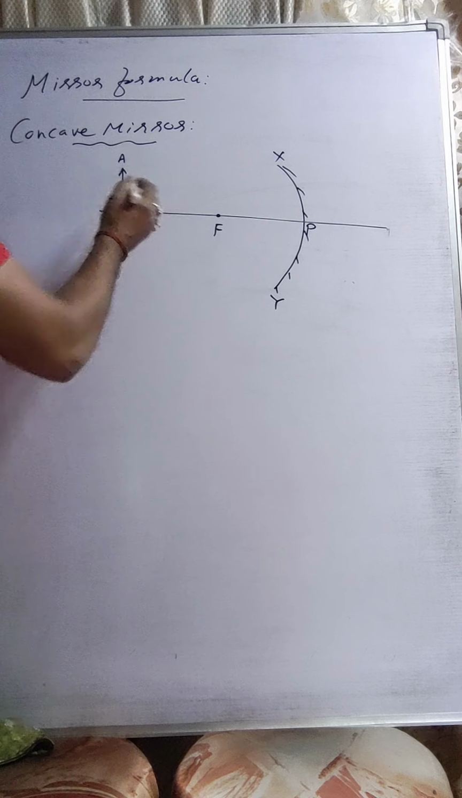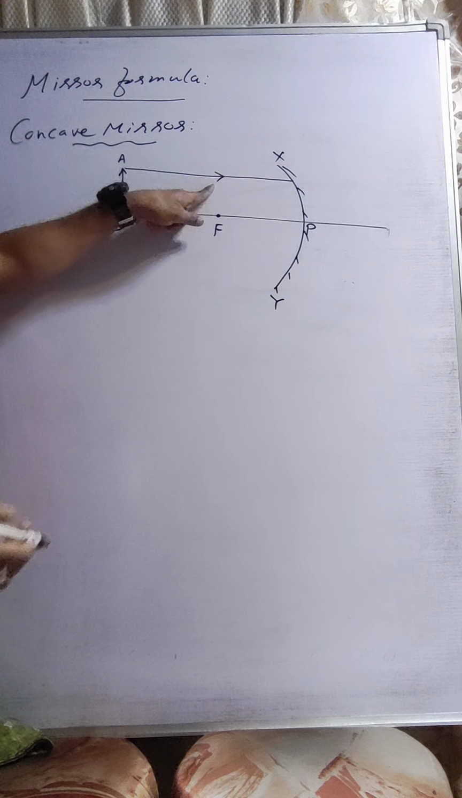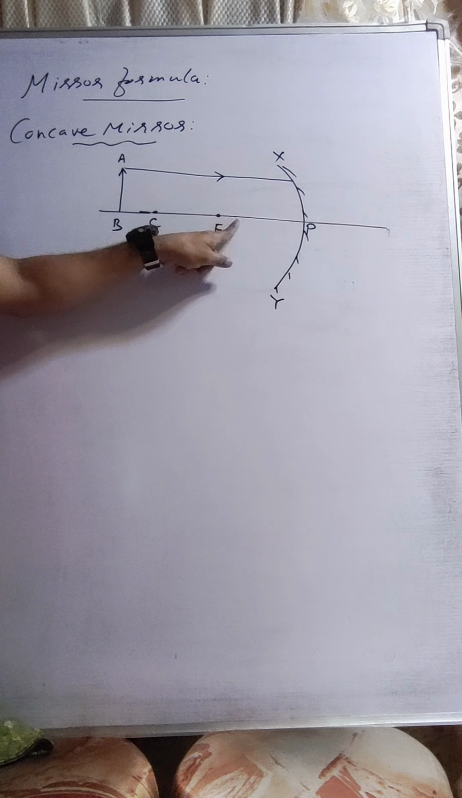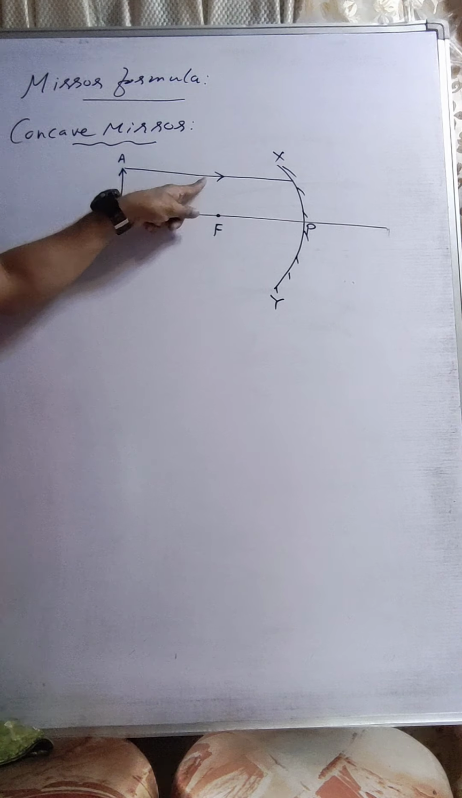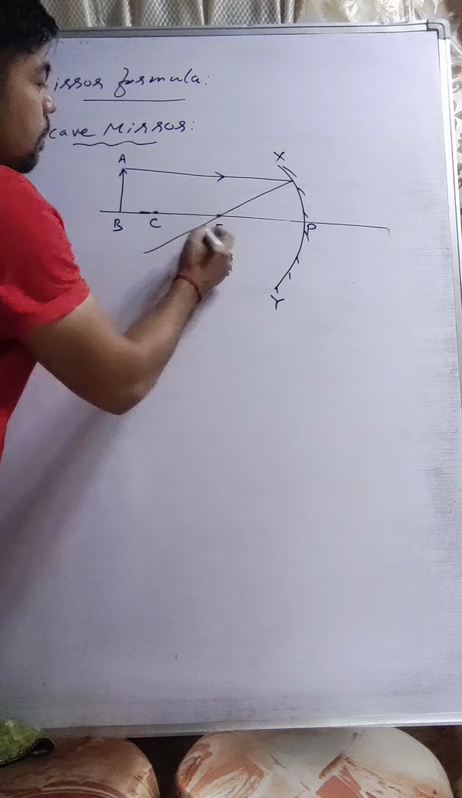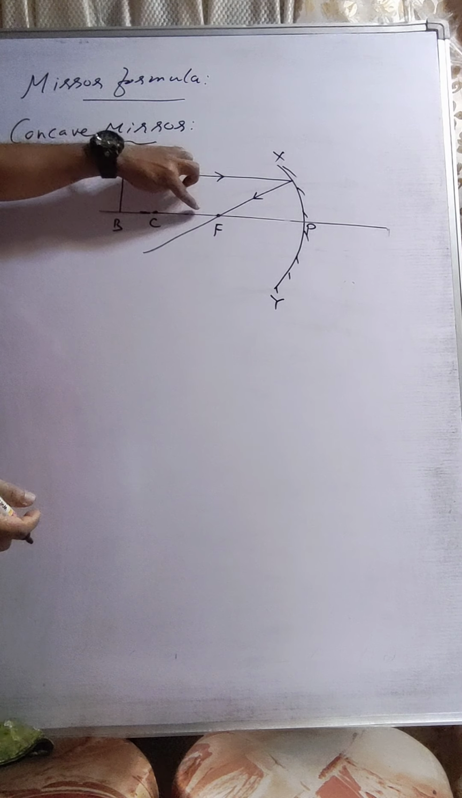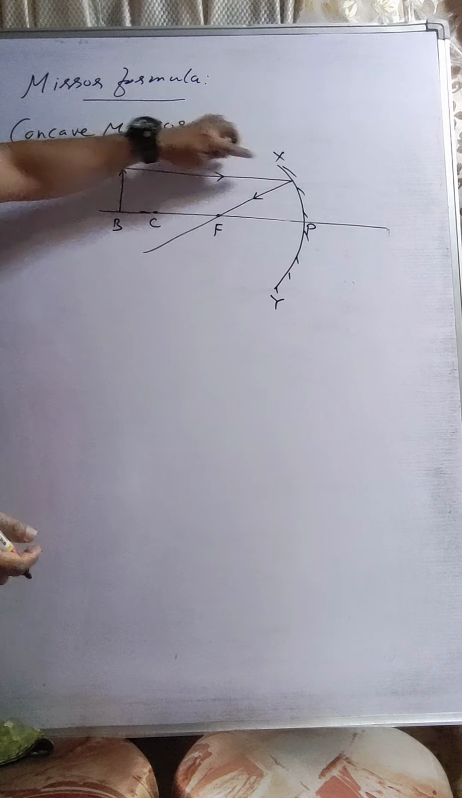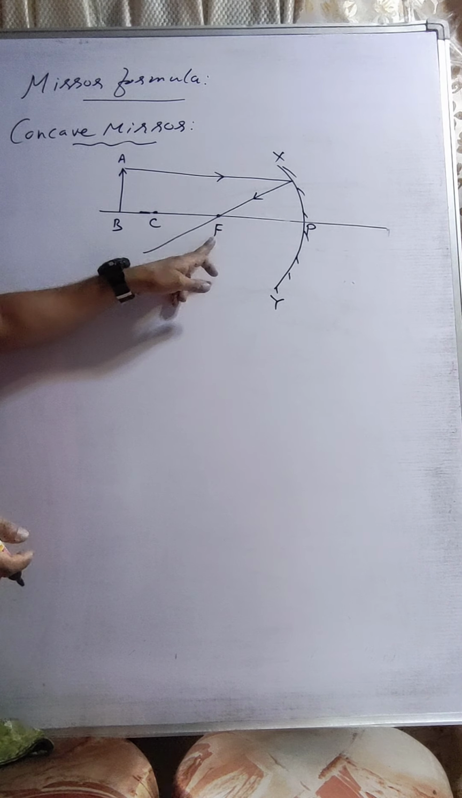Now this is a ray parallel to the principal axis. The ray which is incident on the mirror and parallel to the principal axis, after reflection must pass through the focus of the mirror. As the incident ray is parallel to the principal axis, after reflection the reflected ray must go through the focus.